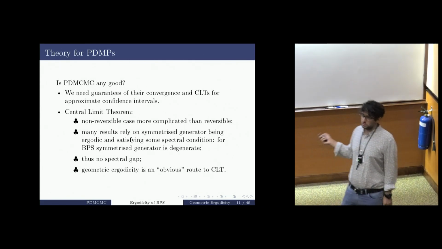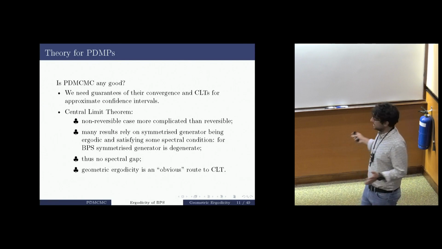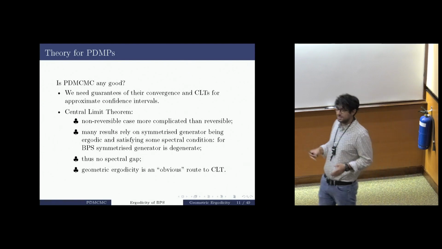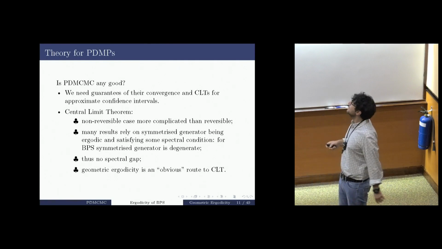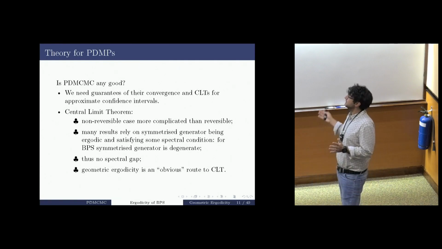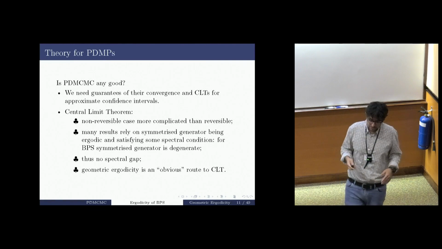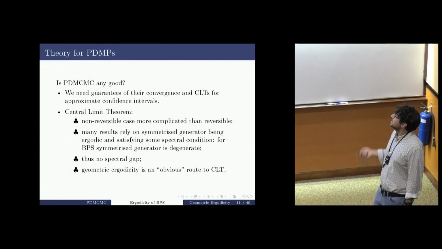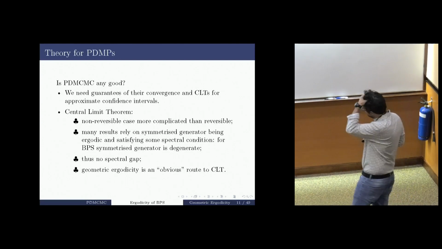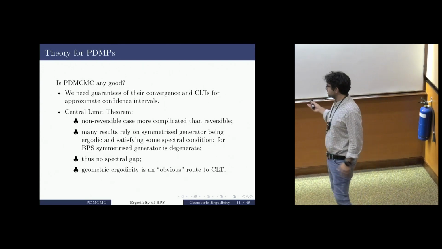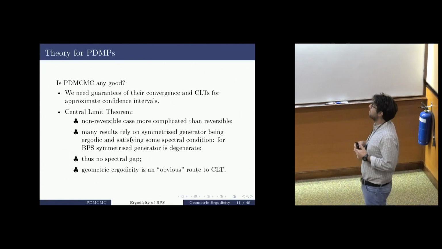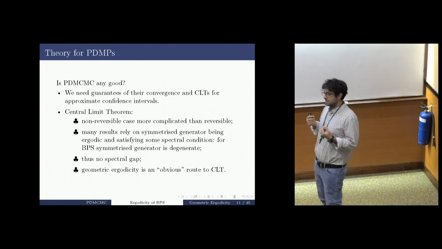But once you go to the non-reversible case, you can still use L2 methods, but they're not so nice anymore. You don't have spectral results, spectral calculus, which actually helps you solve a lot of problems very easily. The other thing is that if you go beyond reversible processes, a lot of CLTs and convergence results are based on the symmetric part of the generator.